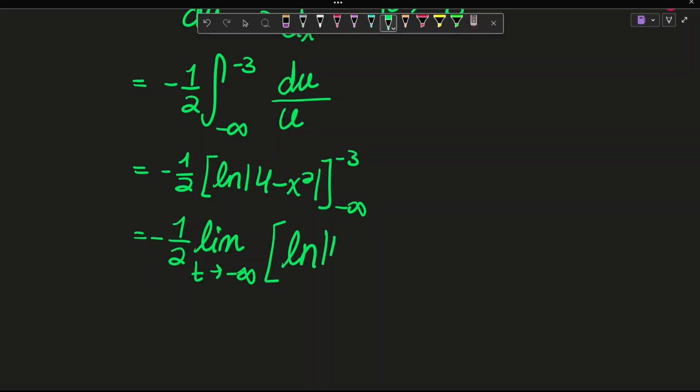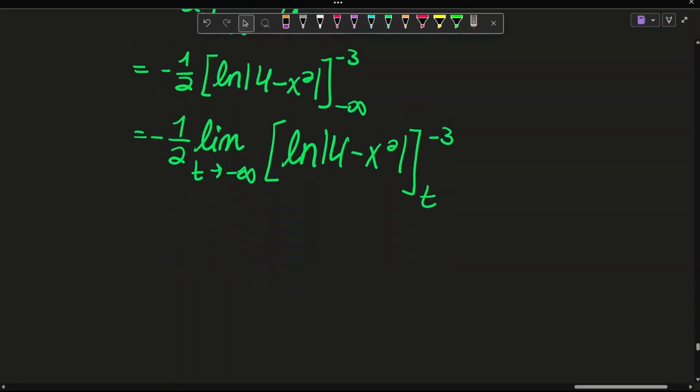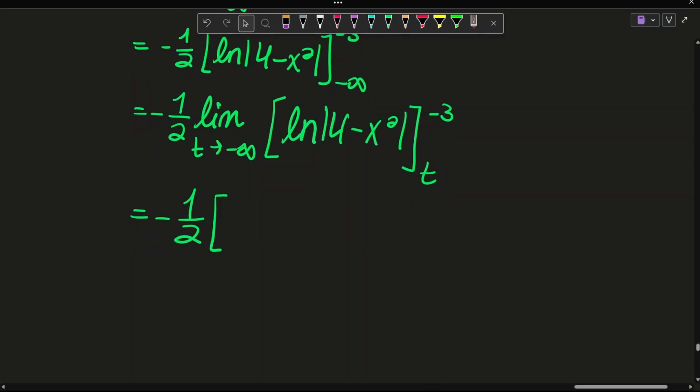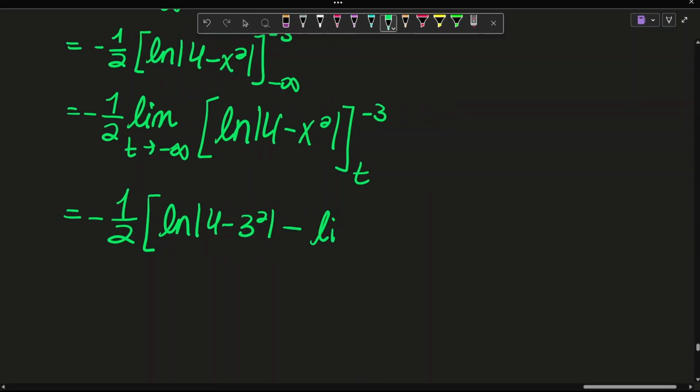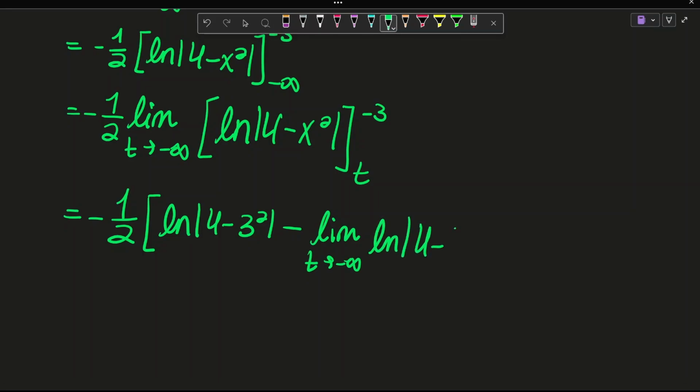So we have ln of 4 minus x squared from t to negative 3. Now when evaluating, when you actually do it on a test, this is how you do it. You can always take out the coefficient, it's better, so you can show your professor you know more. You begin with the ln of 4 minus 3 squared, minus the limit as t approaches negative infinity of the ln of 4 minus t squared. That's exactly how you say it.